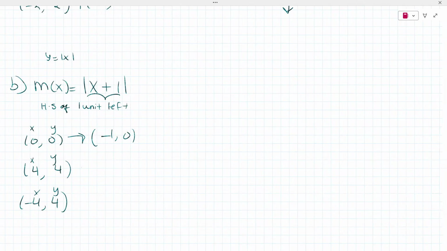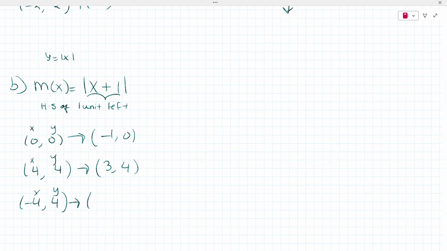So do you know what 4 comma 4 is going to be? Yes, it would be 3 comma 4, right? Just subtract 1 from the x coordinate.